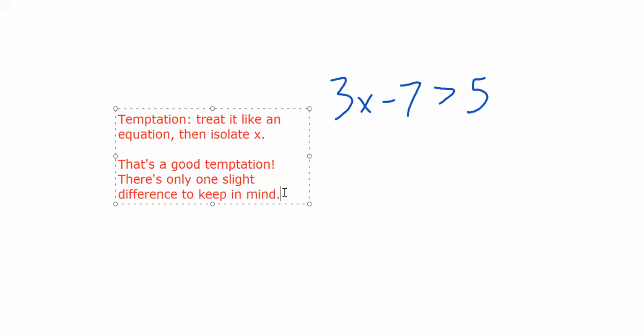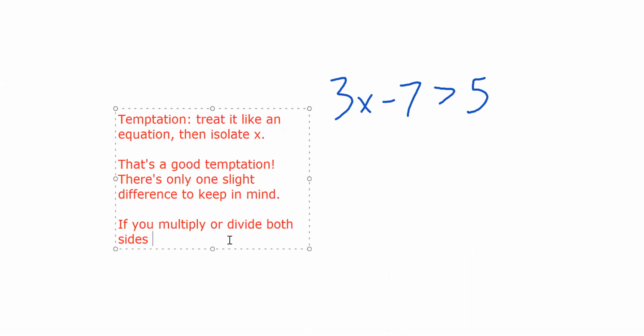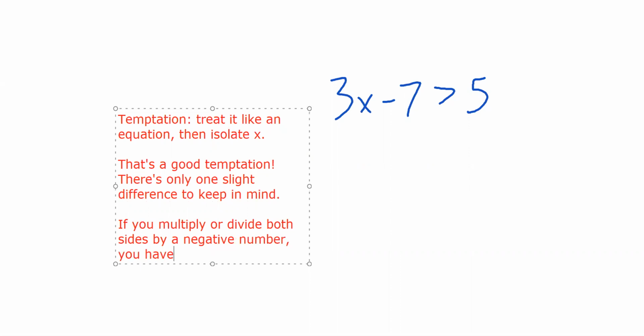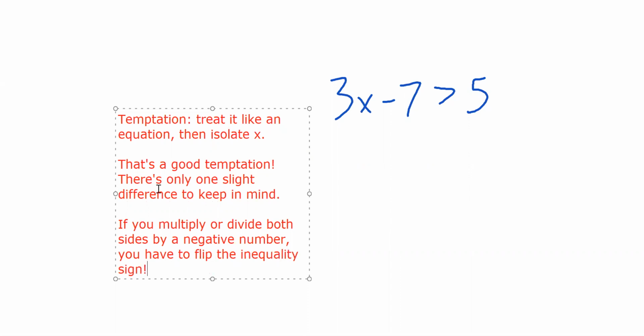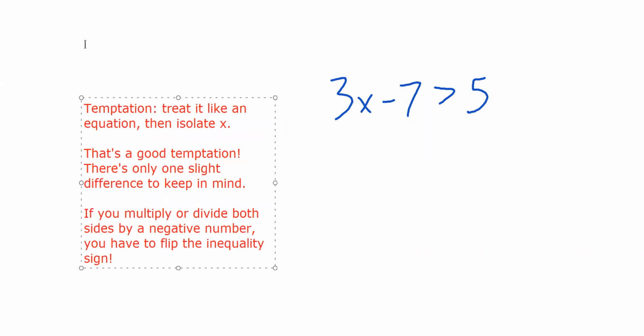But it's a good temptation to just try and solve it like it's an equation. One thing to keep in mind, if you multiply or divide both sides of the inequality by a negative number, you have to flip the inequality sign. The reason is because when you multiply or divide by a negative, you're changing whether something is positive or negative. Thus, you're putting it into kind of a mirror universe, a mirror around the number line, around 0.